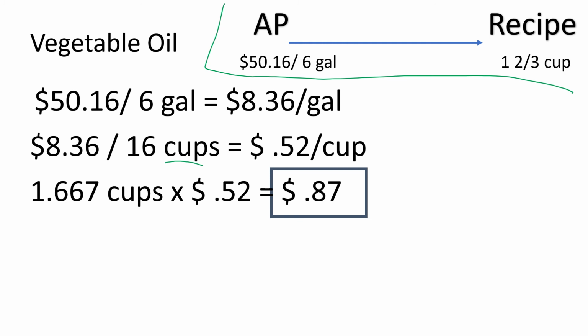Okay, so don't just assume, oh, I'm going from gallons, I have to go down to ounces. If you draw this little roadmap here as purchased to recipe, you can stop yourself from overthinking and doing too much math. I know how much y'all just love to do math. So in this case, you can just divide by 16 cups. That's your cost per cup. And now our units do match. And so now we can simply just multiply. All right, so 87 cents is our vegetable oil.